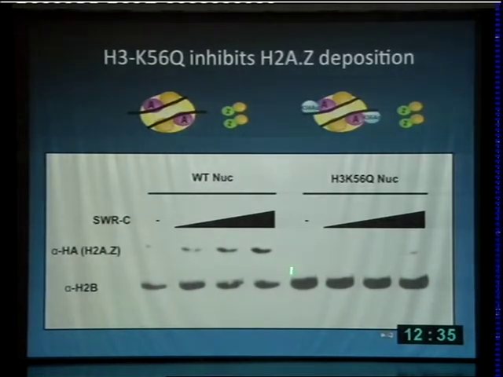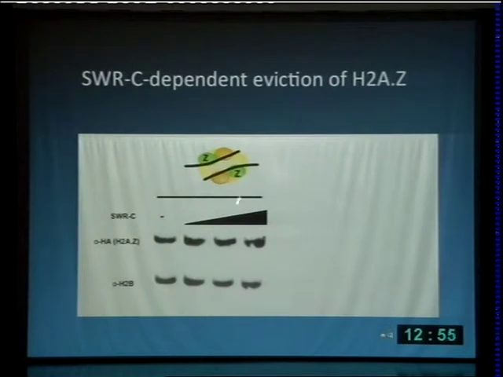If in fact we thought perhaps it's actually doing the exchange reaction, taking out A, putting in Z, but when 56 is acetylated, it's now taking the Z back out immediately. So it's basically affecting the reverse reaction of this exchange reaction. So to test that, we basically fed Swir-C just an H2AZ nucleosome.